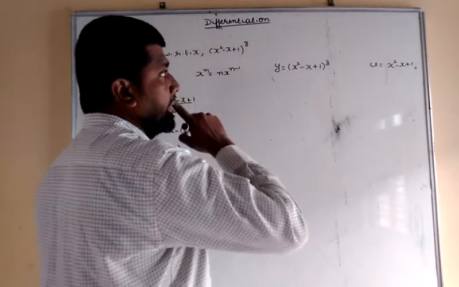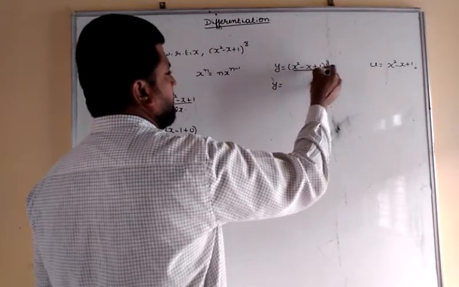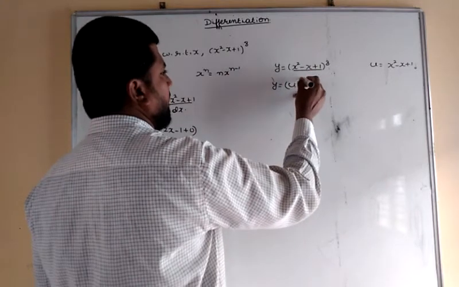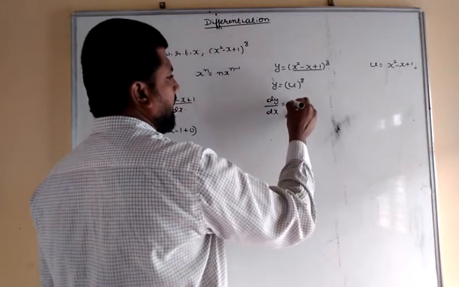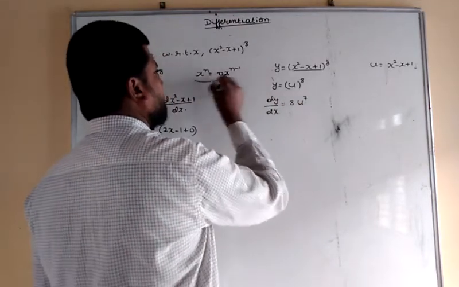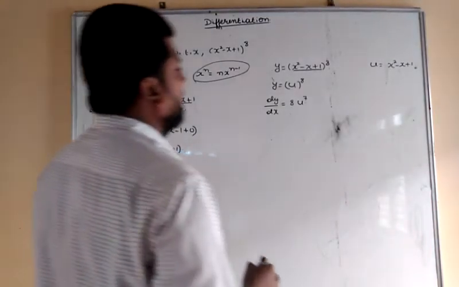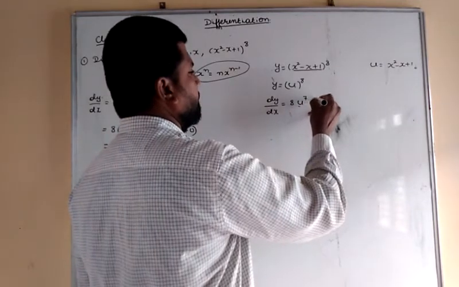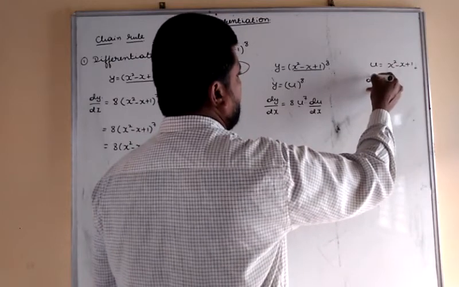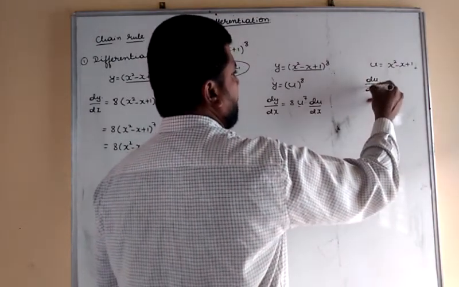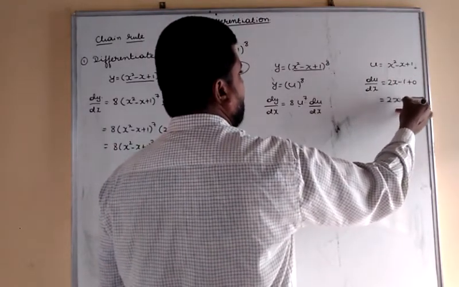So let us consider u is equal to x square minus x plus 1. Let us substitute u in the place of x square minus x plus 1, so y is u whole to the power of 8. Differentiate this with respect to x, then you get 8 u to the power of 7. You should apply the formula: derivative of x to the power of n is n into x to the power of n minus 1. Then here the function is u, so you have to write differentiation of u with respect to x. Differentiation of u with respect to x is 2x minus 1 plus 0, so 2x minus 1.